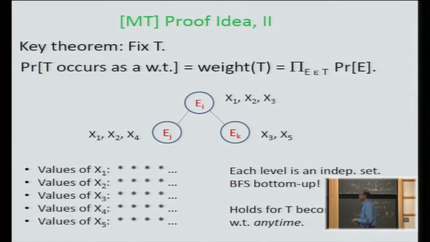Let's take this simple tree, just a 3-node tree where EI depends on these 3 variables, EJ on these 3, and EK on these 3. Notice that EI and EJ are neighbors because of their overlap, for example in x1 and x2. EI and EK are neighbors, they overlap in x3, and in particular these guys don't overlap, their subsets are disjoint. Now let's go bottom up.